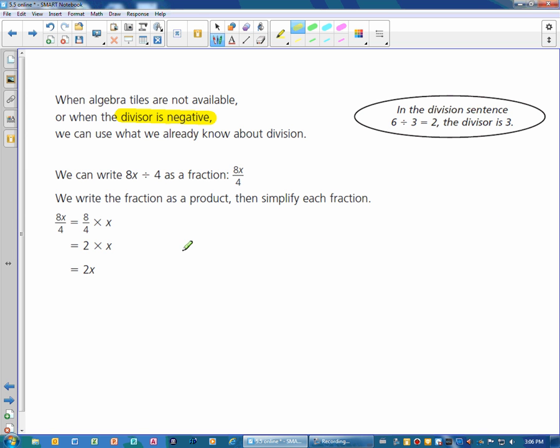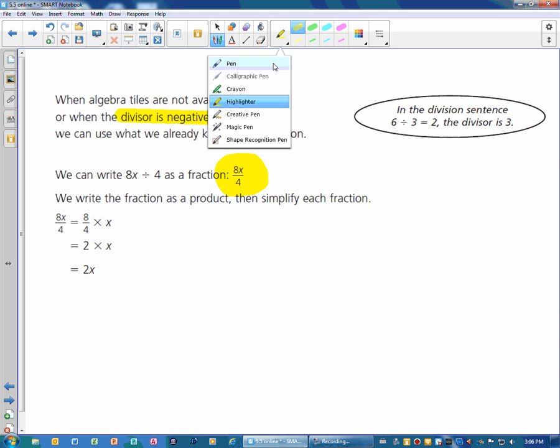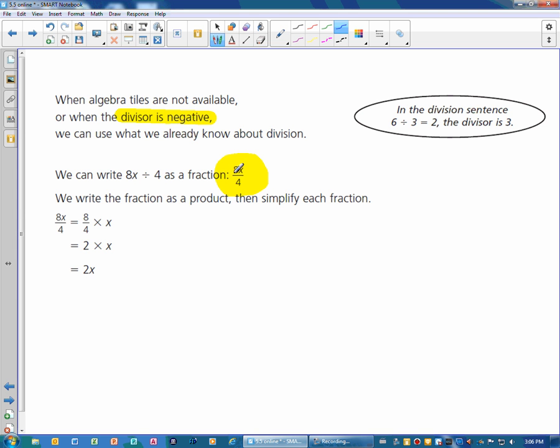And they're reminding you here that if you have 8x divided by 4, you can write it as a fraction. So it means the same thing. 8x divided by 4 is the same thing as 8x over 4. And then it says you can write the fraction as a product and then simplify each fraction. So they're saying that 8x over 4 is the same as 8/4 times x. Well, 8 over 4 is 2, and 2 times x is just 2x.